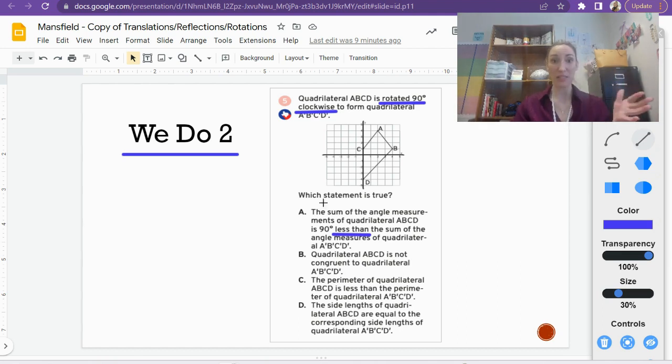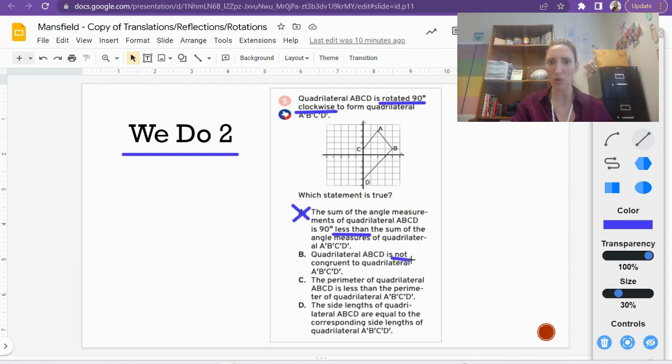So here we go. I cannot pick A because A is saying that the sizes are changing over here. I don't even care if it's angles or sides. Nothing is changing. It's just the position. Let's see B. Quadrilateral ABCD is not congruent.